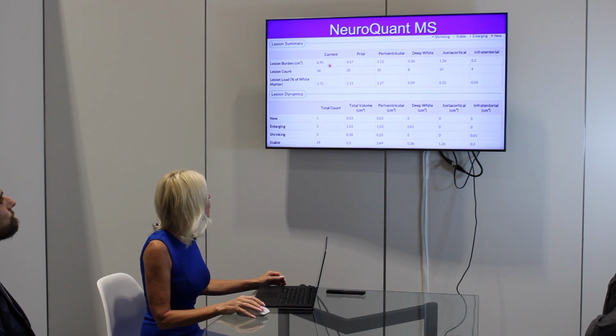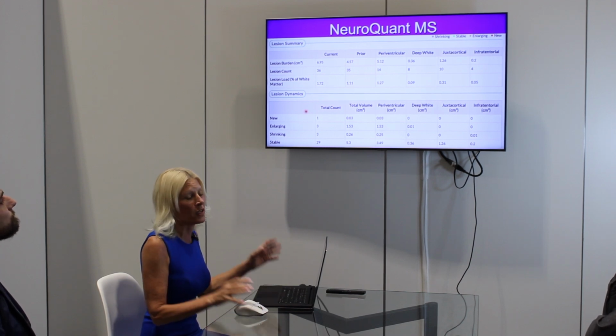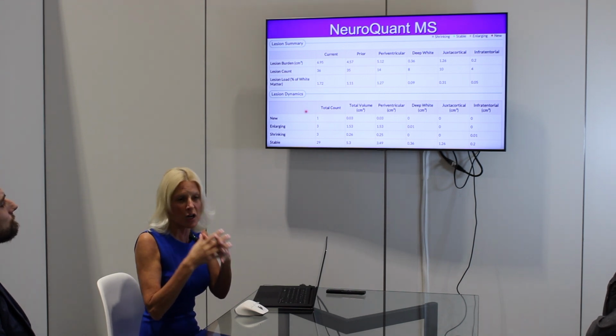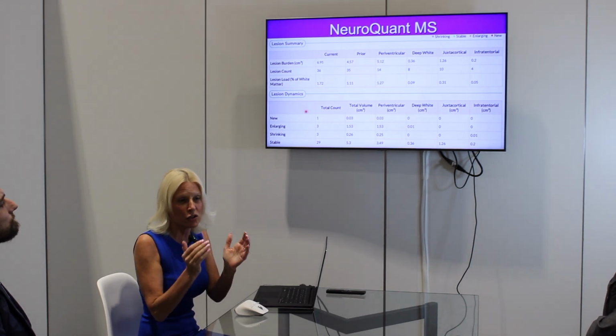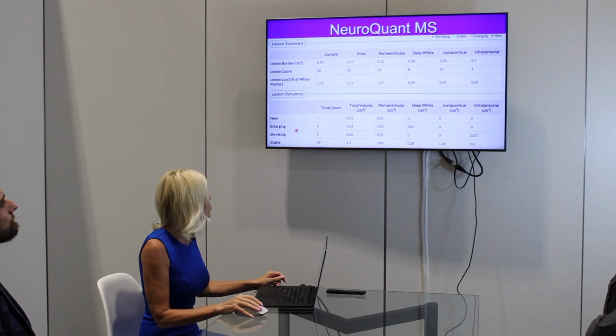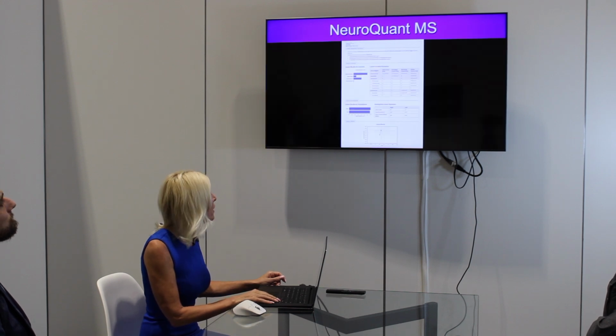I tend to rely much more on volumes than on lesion count, just because if two plaques are adjacent to each other and then they enlarge, they can become confluent and counted as one instead of two. So again, I rely primarily on the volume, but I do use the count for the new, enlarging or shrinking plaques, and I also report the volume as well. So again, extremely useful for longitudinal analysis.